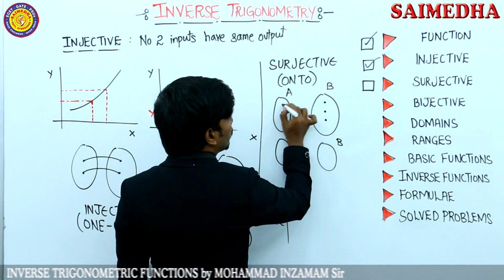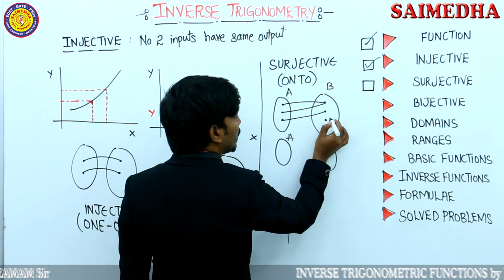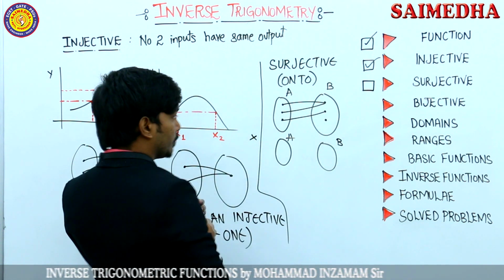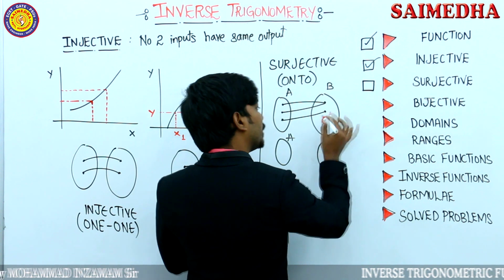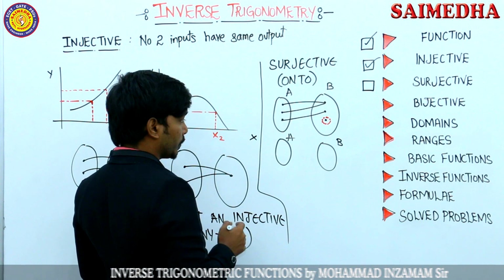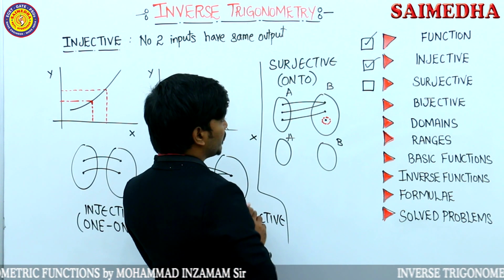This is many to one, this is many to one, this is many to one. Observe. Here one element of B has been left out, guys. It is not mapped to an element of A. It is not mapped. So it is not going to be surjective. Similarly, observe the next diagram, guys.